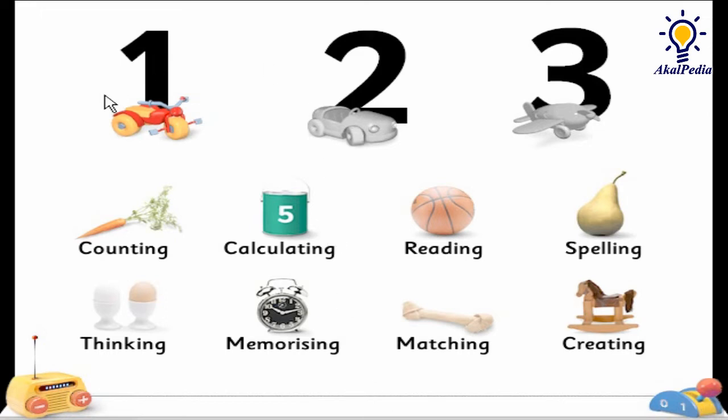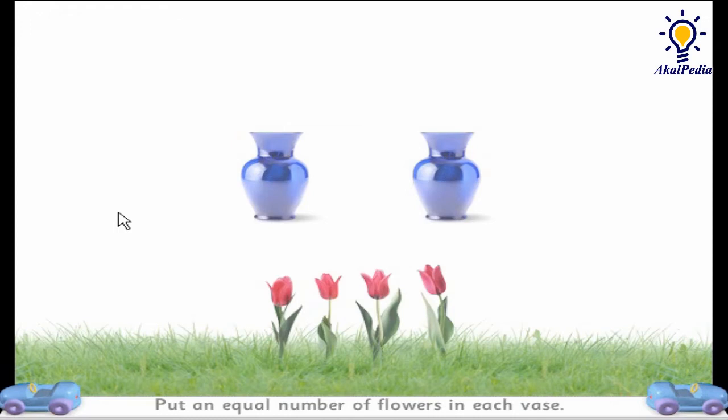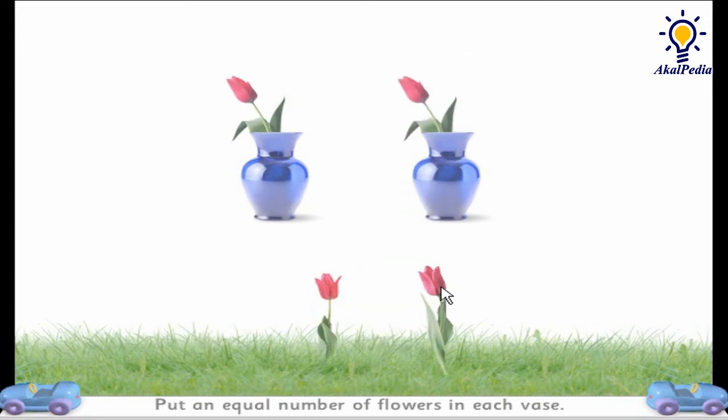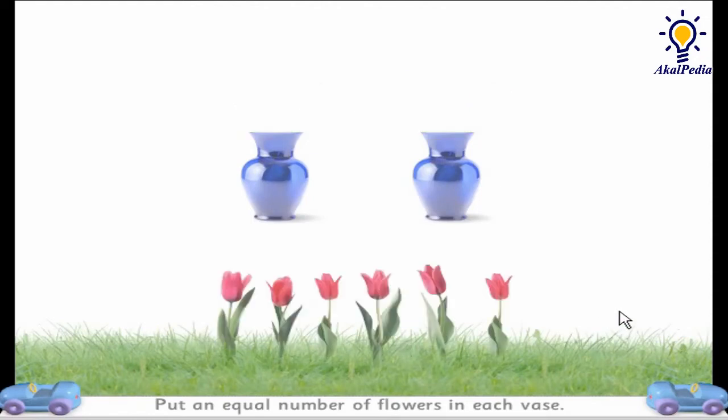Itu yang level 1. Kita lanjut level 2. Counting. Put an equal number of flowers in each vase. Kita letakkan bunganya dengan sama. Put an equal number of flowers in each vase.